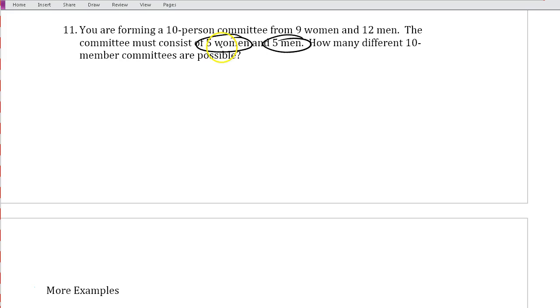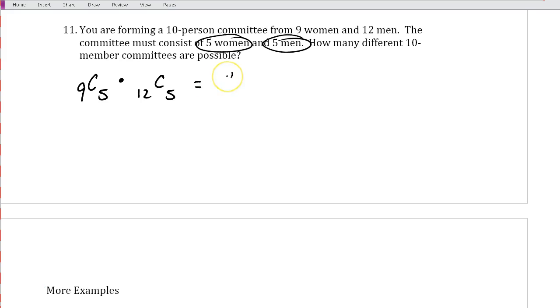So the order that we pick the women and the order that we pick the men really doesn't matter, so we're going to have combinations. So for picking the women, we have 9, and we're going to choose 5. And for picking the men, we have 12. And we're going to also choose 5, and then we would multiply these 2 events together to get the possible committees.